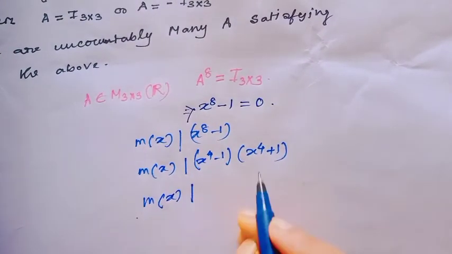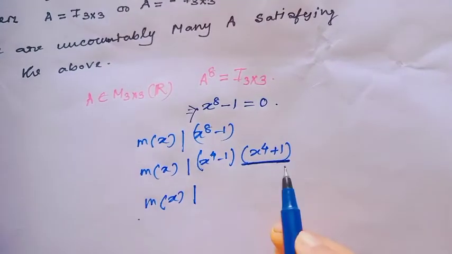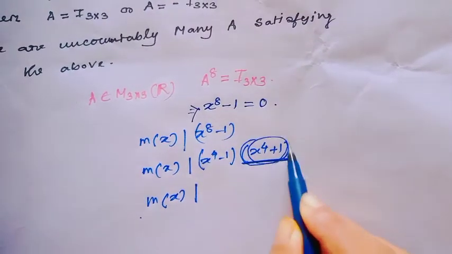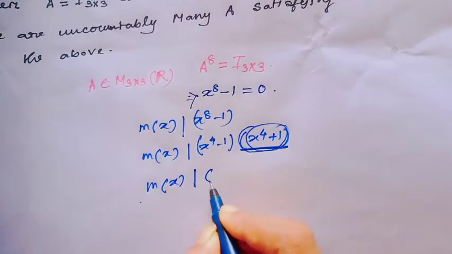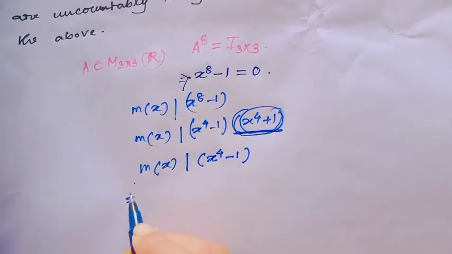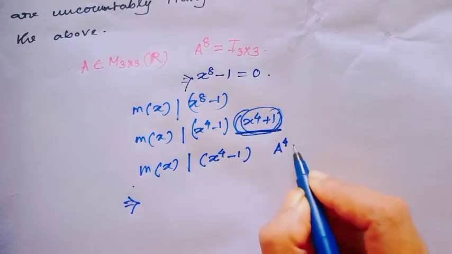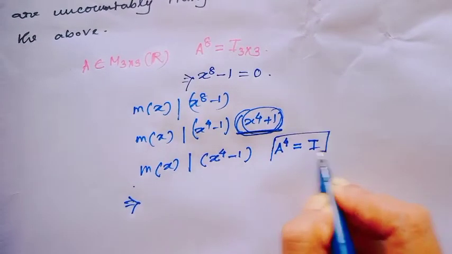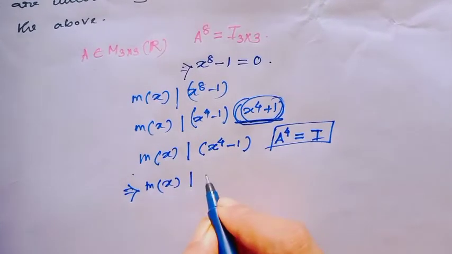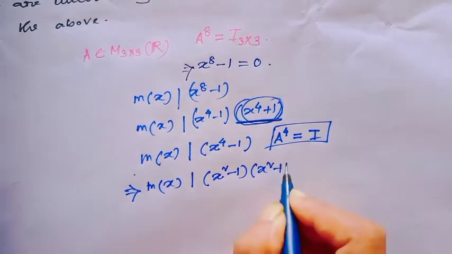mx can be divided, since this is an irreducible polynomial, so the minimal polynomial cannot be divided by x to the power 4 plus 1, but the minimal polynomial can divide x to the power 4 minus 1. From this expression we can tell A to the power 4 equal to identity, and also the minimal polynomial can divide x square minus 1 times x square plus 1.